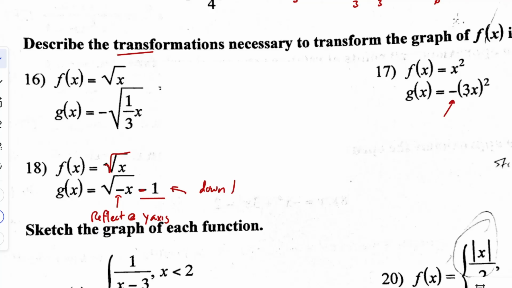Here I've got a negative outside, so that's a vertical flip or a reflection across the x-axis. It's got a 3 on the inside, so it's a horizontal compression or shrink by a factor, can't say 3, you have to say a factor of 1/3 for shrinking.